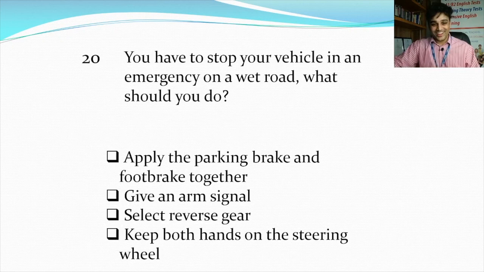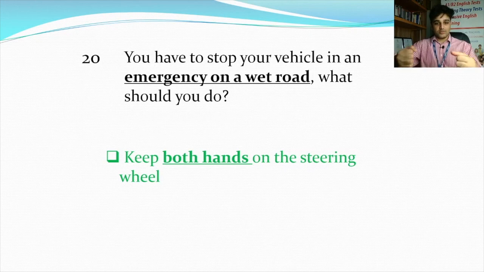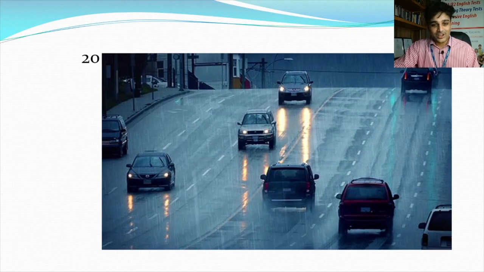Give an arm signal if necessary. Giving an arm signal is not the best way to stop in an emergency. Selecting a reverse gear is not the best way to stop in an emergency. Keep both of your hands on the steering wheel to control the car. We're going to talk about car control in later videos and lessons, but this is what you want to do to control the car. So if there's an emergency on a wet road, keep both hands on the steering wheel to control the car. Like this, if the car was skidding out of control, keep both hands on the steering wheel. All right, well done, Fast Trackers.